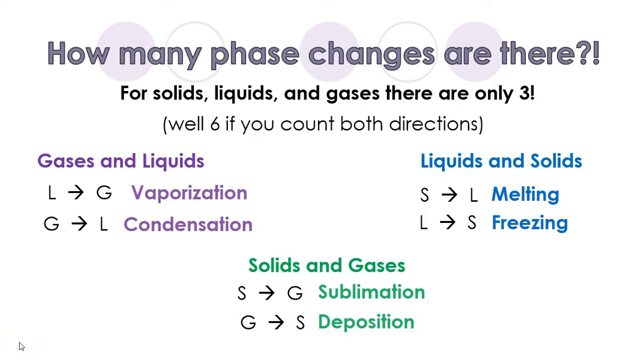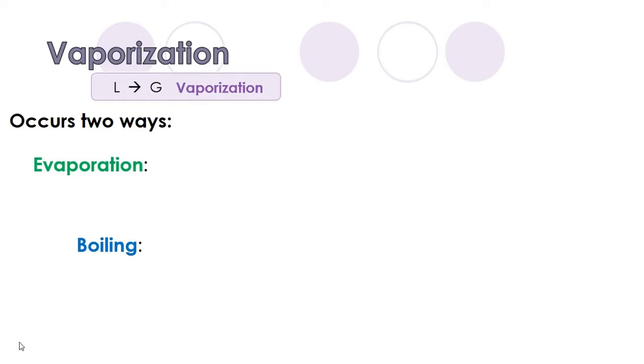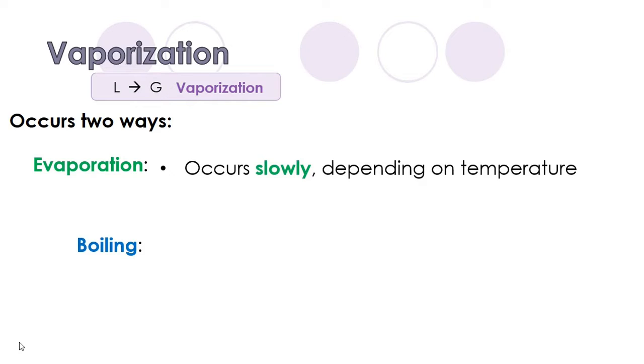So what we're going to focus on in this video is particularly vaporization, and that's going from a liquid to a gas. So there are 2 ways vaporization can occur. We can evaporate, which is also liquid to a gas, or boiling, which is also liquid to a gas. So what are their differences?